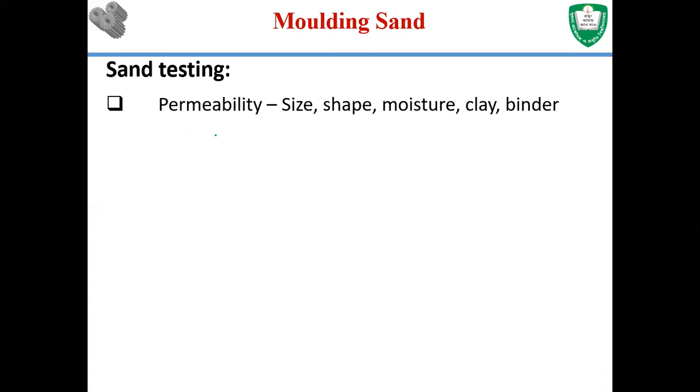So next is the sand testing. What sort of testing should we do? Firstly, permeability. The sand mold should have the proper permeability, so we need to test the size, shape, moisture content, clay, and binder. All this testing needs to be done. Otherwise, you cannot say that this has a sufficient amount of permeability.